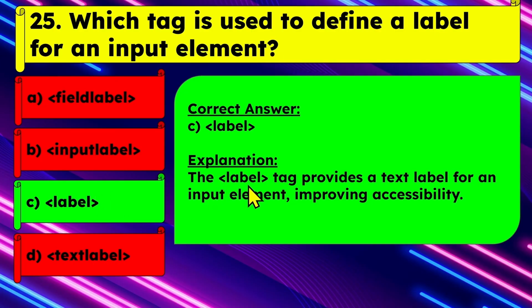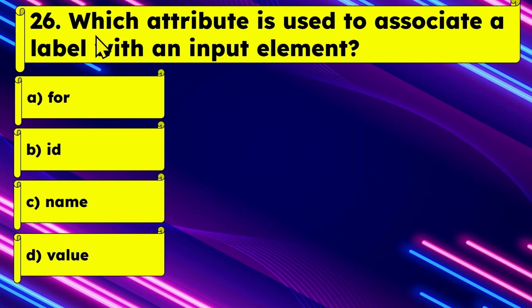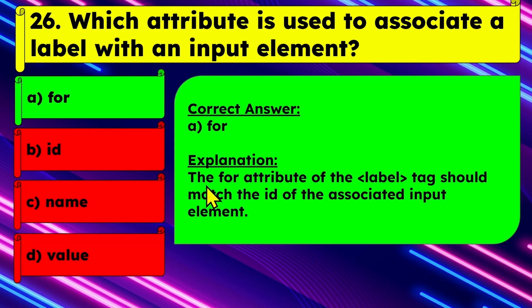As you can see, the label tag provides a text label for an input element which improves the accessibility. Our next question is, which attribute is used to associate a label with an input element? Option A, for. Option B, ID. Option C, name. Or option D, value. So here the correct answer will be option A, for. As you can see, the for attribute of the label tag should match the ID of the associated input element.